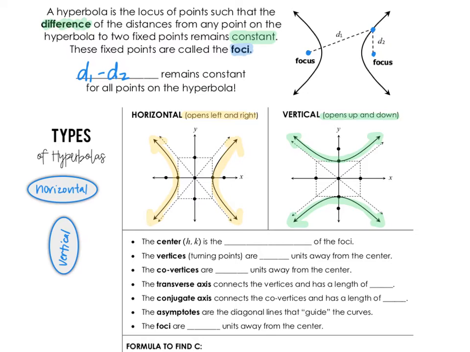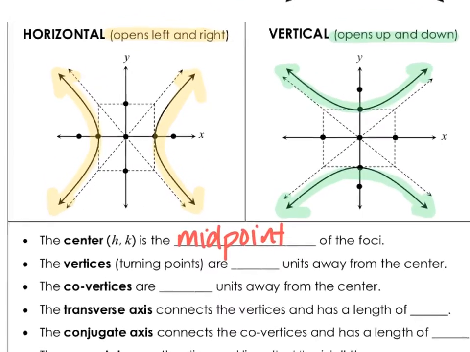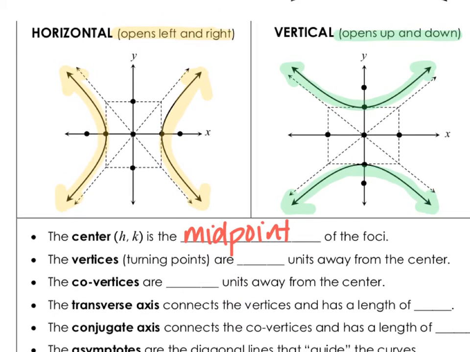Now, when we start talking about the different pieces of the actual hyperbola, this will make a little bit more sense. So the center of the hyperbola, that's what we call HK. It's the midpoint of the foci. So the center is going to be here and here. This is our center point.